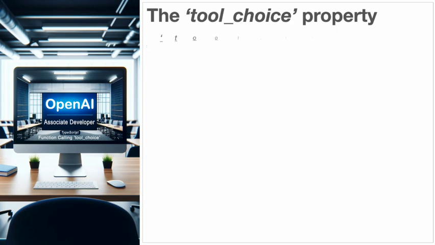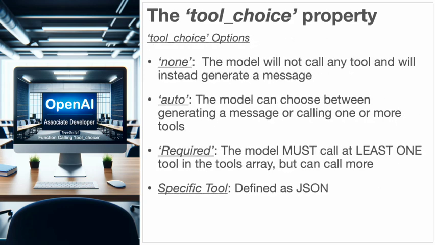This property has several setting options you can use to guide the AI's behavior. These configuration options are: 1. You can set it to none. When set to none, the model will not call any tool and will instead generate a message. This is the default setting when no tools are present. 2. The default is auto. When set to auto, the model can choose between generating a message or calling one or more tools. Again, this is the default setting if tools are present.